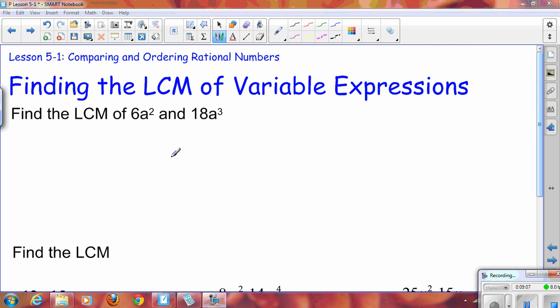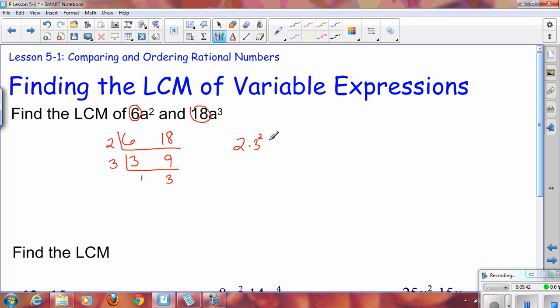Okay, when we find the least common multiple of a variable expression, use the numbers first. Find the least common multiple of the numbers first. So we have 6 and 18. I'm going to do these together since I only have 2. They're both even. That leaves me 3 and 9. They are not both even, but they are both divisible by 3. That leaves me 1 and 3. So my number part is 2 times 3 times 1 times 3. 2 times, I'm going to leave the 1 out, 3 squared.